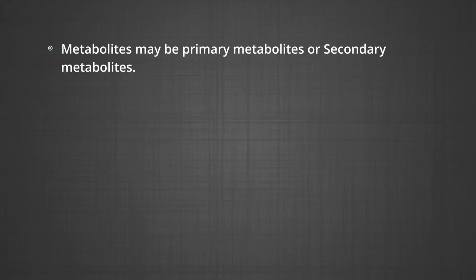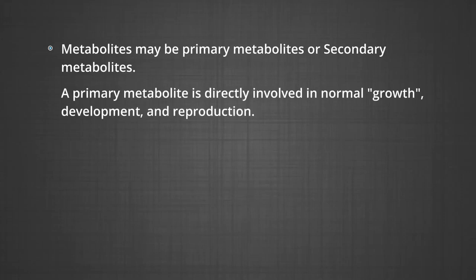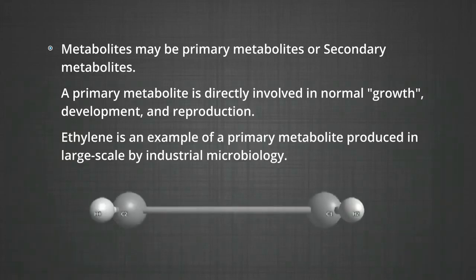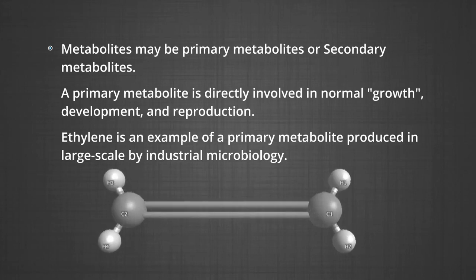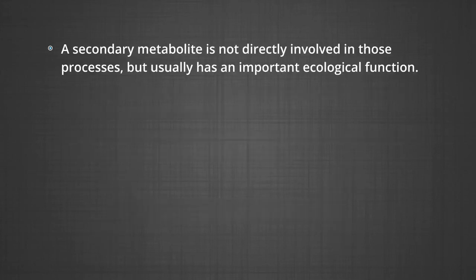The metabolites may be primary metabolites or secondary metabolites. A primary metabolite is directly involved in normal growth, development and reproduction. Ethylene is an example of a primary metabolite produced in large scale by industrial microbiology. A secondary metabolite is not directly involved in those processes, but usually has an important ecological function.